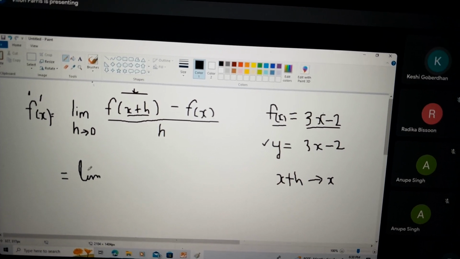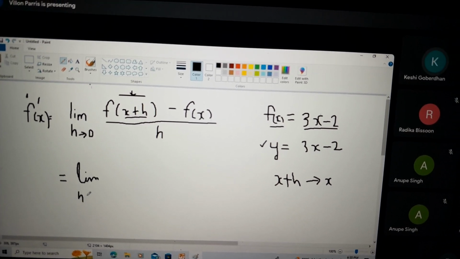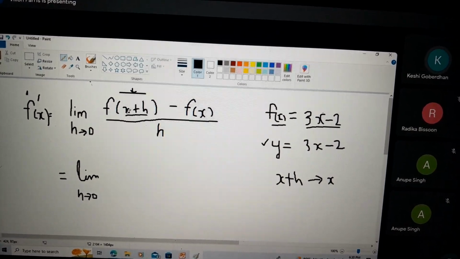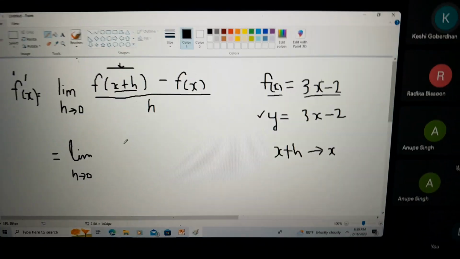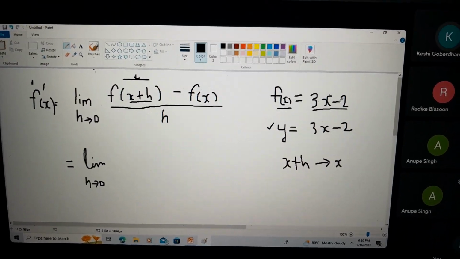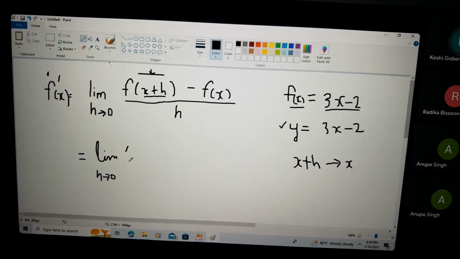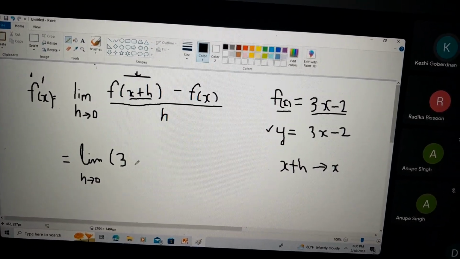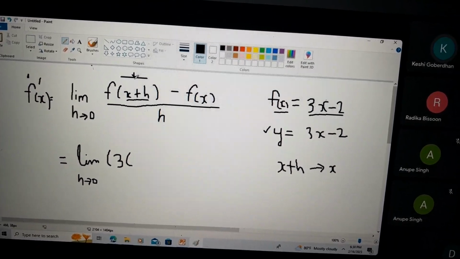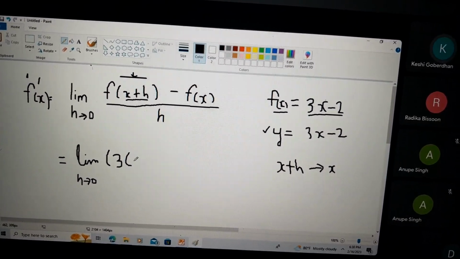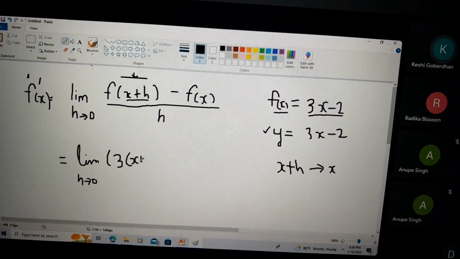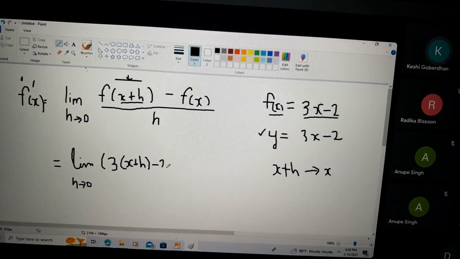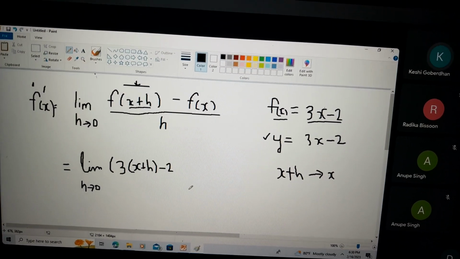The limit as h approaches 0 of f of x plus h. So our function is 3x minus 2. But instead of putting 3x minus 2, I'll start with 3. I'm not putting x in this function. I'm putting x plus h. So it will be 3 times x plus h minus 2. Just let me know if you understand this part here, please.